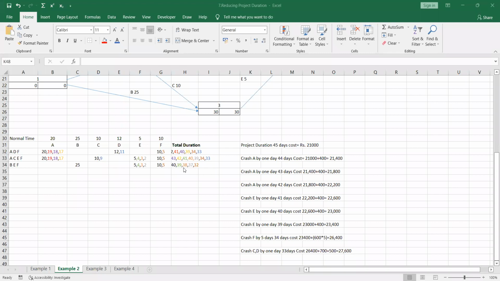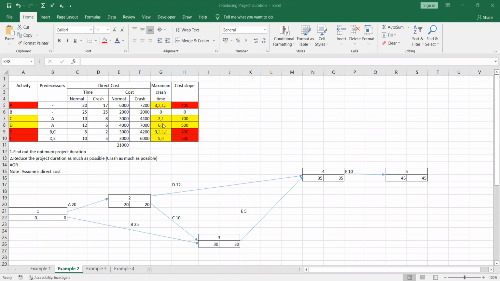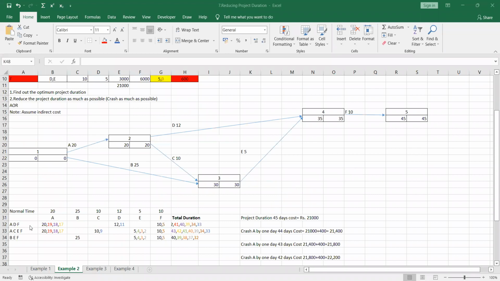So we are having this C and D both, and we can crash C and D by another 1 day.